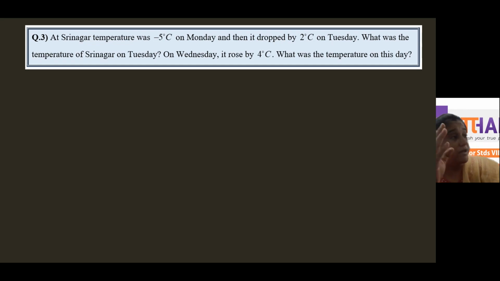On Wednesday, it rose by 4°C. Rose meaning increased, not the flower rose. What was the temperature on this day? Okay, so I want the steps. Darshan, first step.